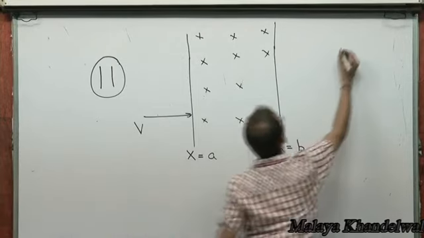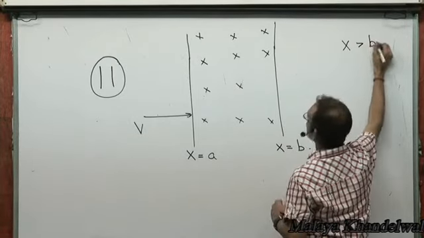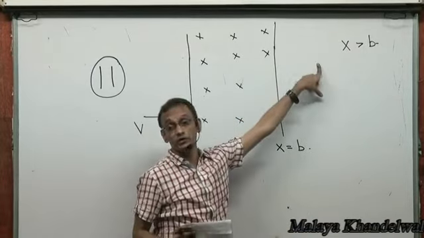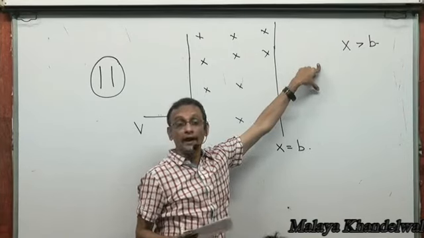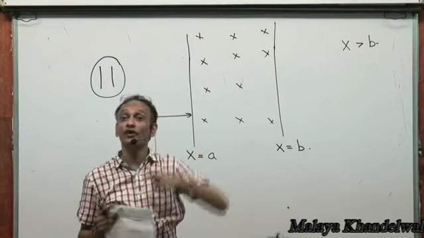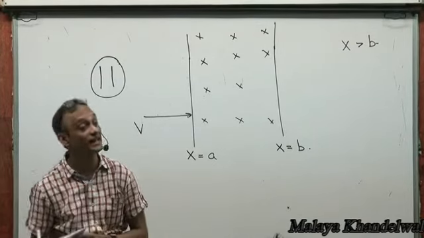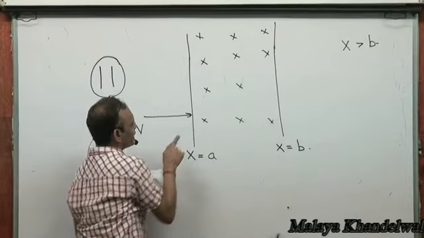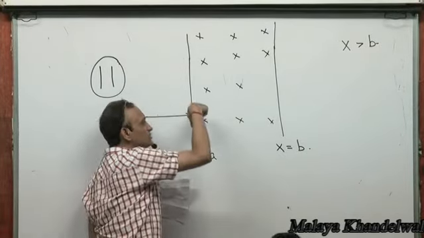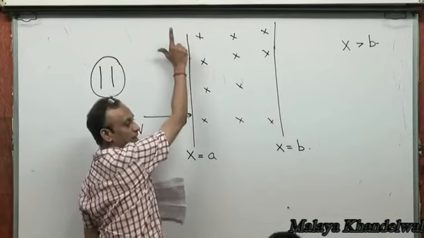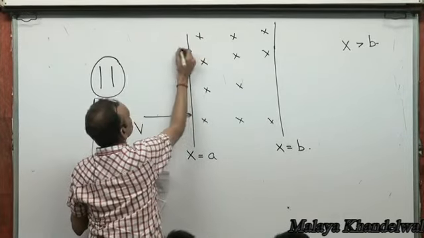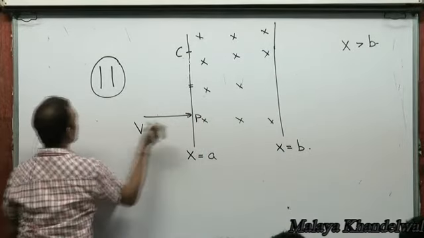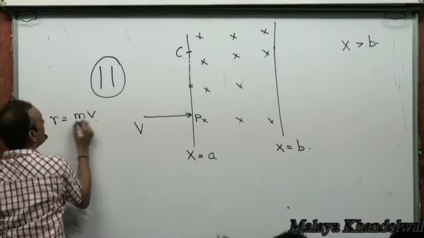Now this is the region x greater than b. I want the particle to be able to enter this region, and commensurate with that, we want to find the minimum v that can enable this to happen. Now for sure, v is like this, B is into the plane of the board, so v cross B would be like this, upwards. So the center of the circle will lie somewhere here. The radius of the circular trajectory, PC would be the radius, would be mv by qB.